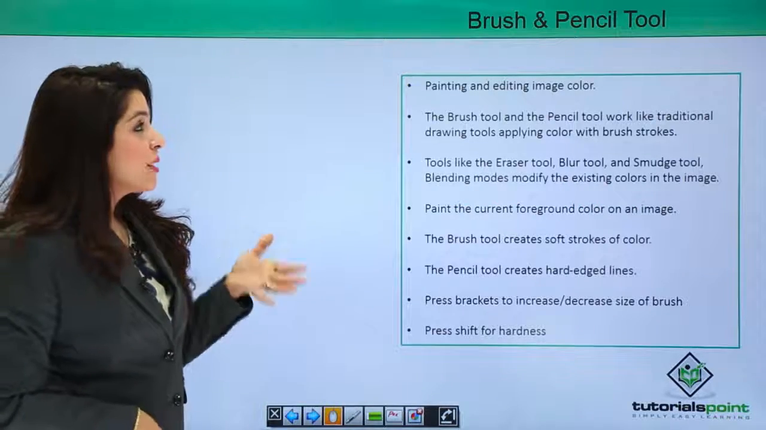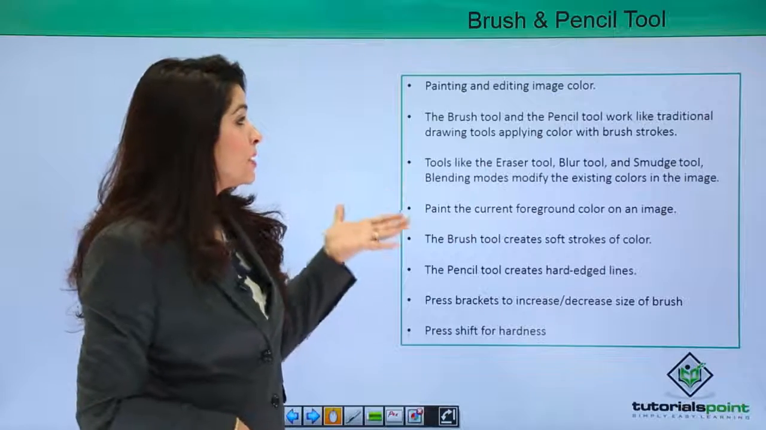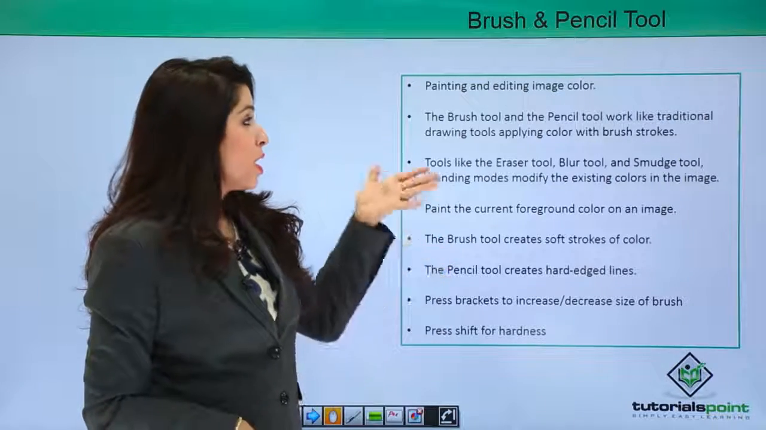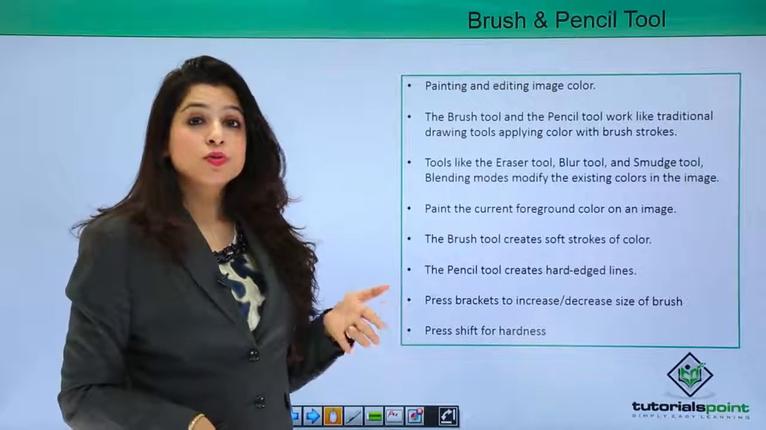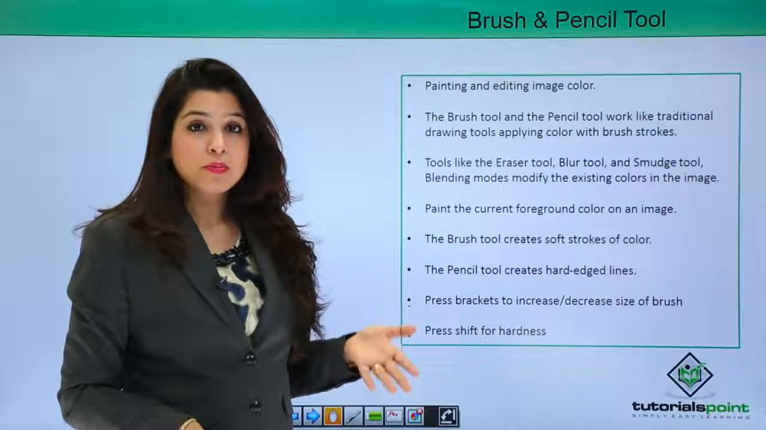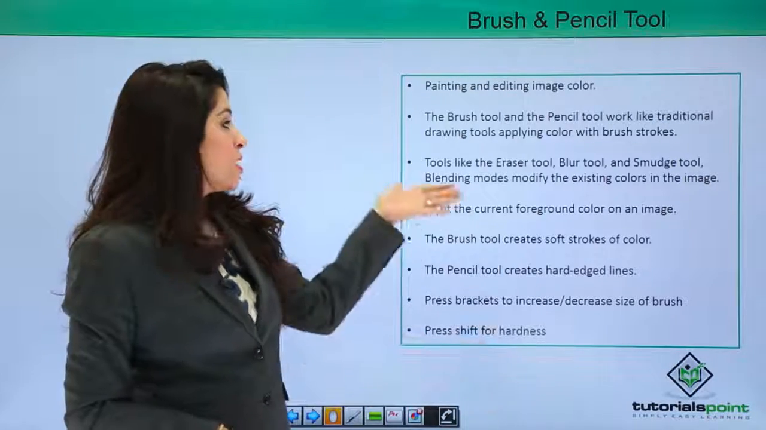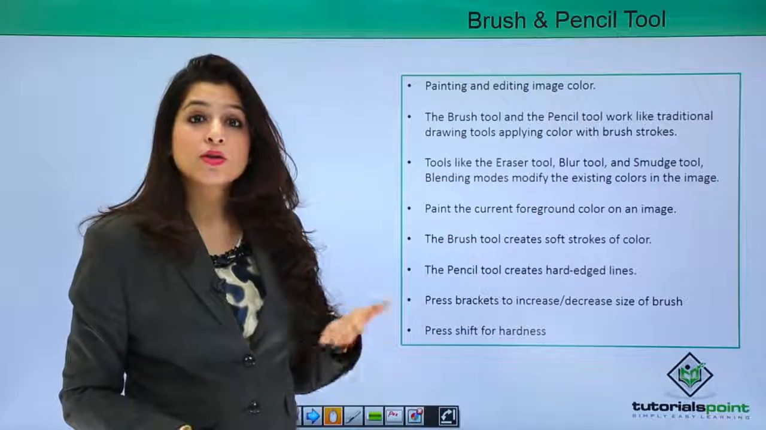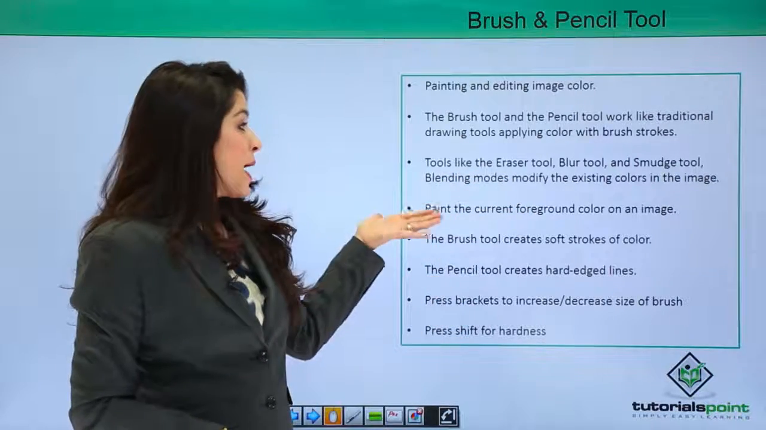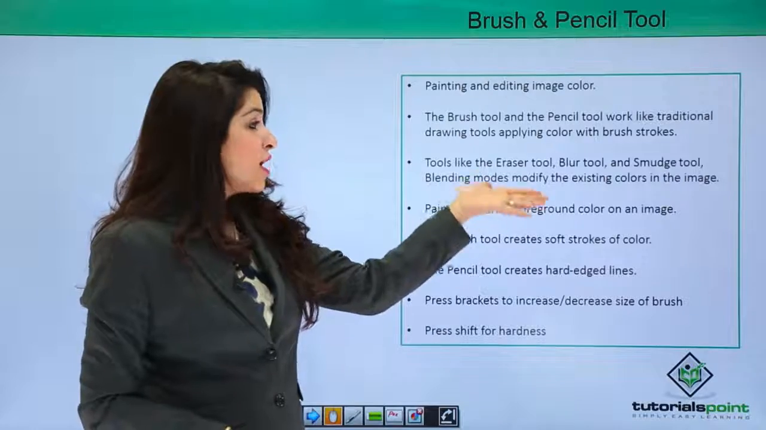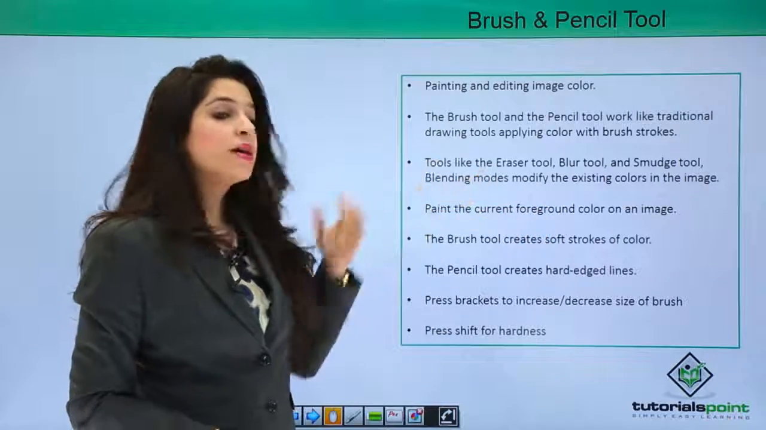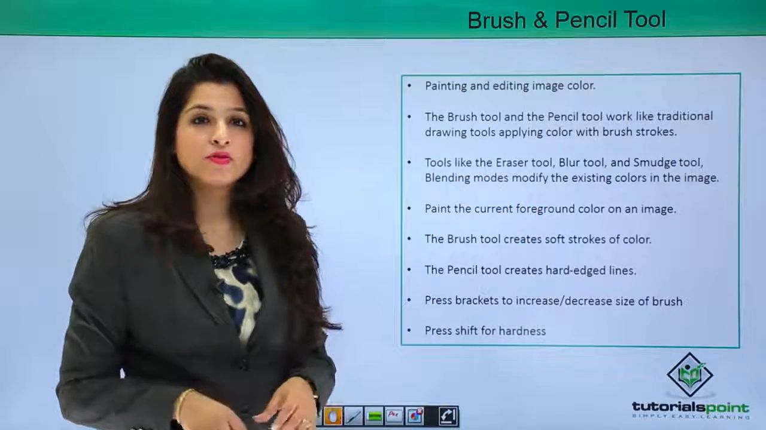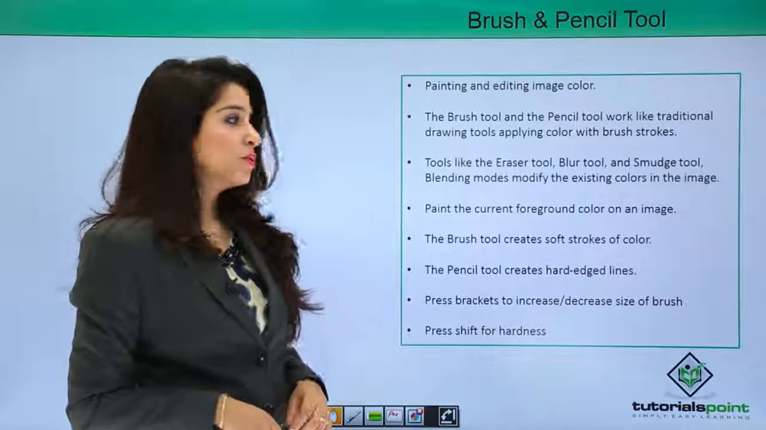The brush and the pencil tool is basically used for painting and editing the image color. They work like the traditional pencil and brush, like I just said. Tools like the eraser tool, blur tool, and smudge tool, which we're going to go through in a bit, can modify the existing colors in the image. Even the blending modes can be put to use very beautifully using this tool.